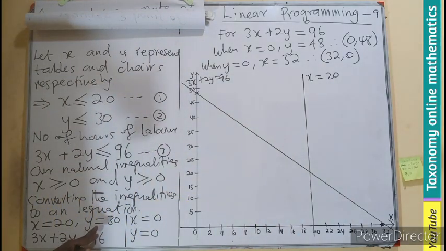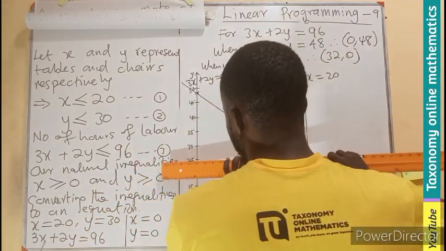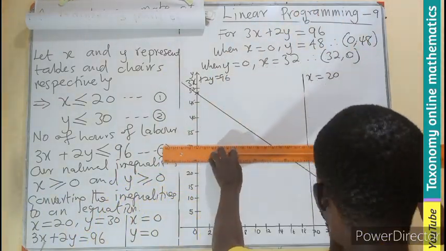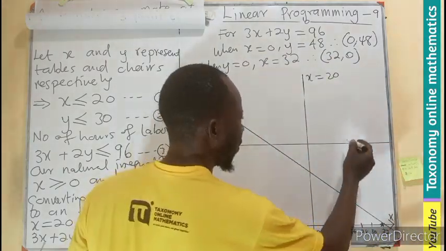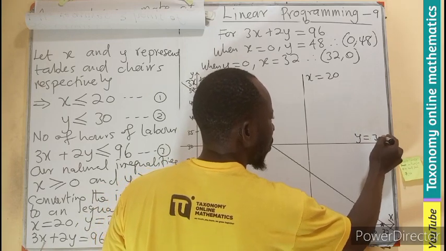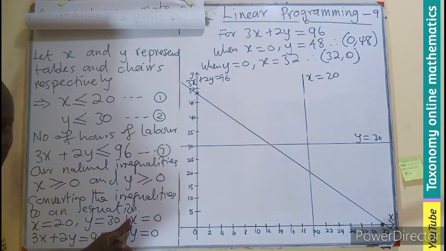Then here, y equals 30. So let's draw a line through 30 on the y-axis, parallel to the x-axis. So that also gives us y equals 30. The next one is going to be x equals 0.